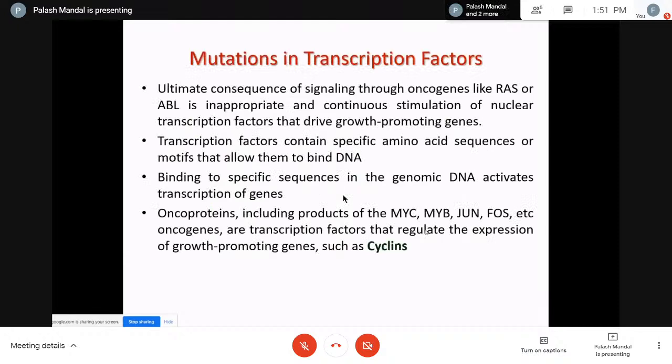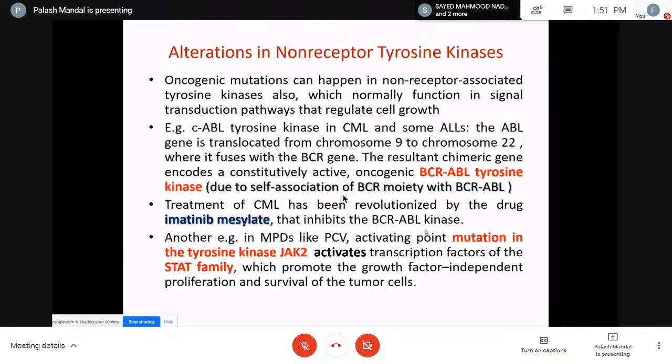And the importance of this particular translocation, it is also known as the Philadelphia chromosome, and the treatment of CML has been revolutionized by the drug called imatinib mesylate, which inhibits the BCR-ABL kinase. This is very important because this is the first targeted chemotherapy which was discovered.